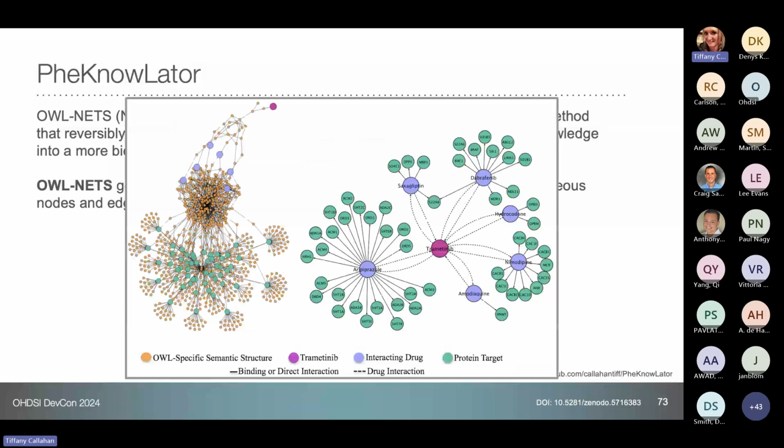The graph on the left is modeling the drug trametinib, known drugs that interact with it, and the proteins that are targeted by it using OWL. The figure on the right is what the OWL graph looks like after we run OWLNets. And you can see after OWLNets, only the nodes and edges that are biologically meaningful are left. So in other words, OWLNets enables users to go from a complex graph to a simple one.